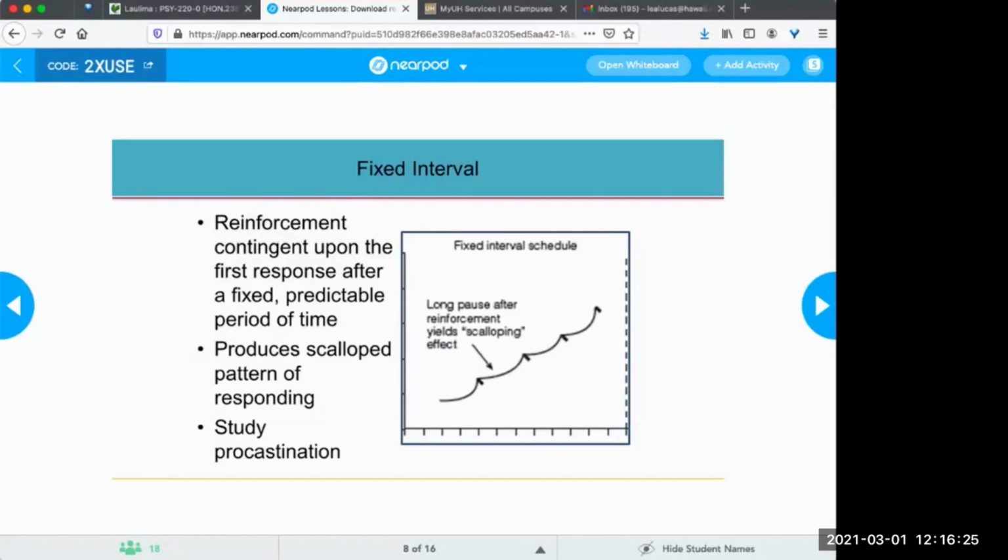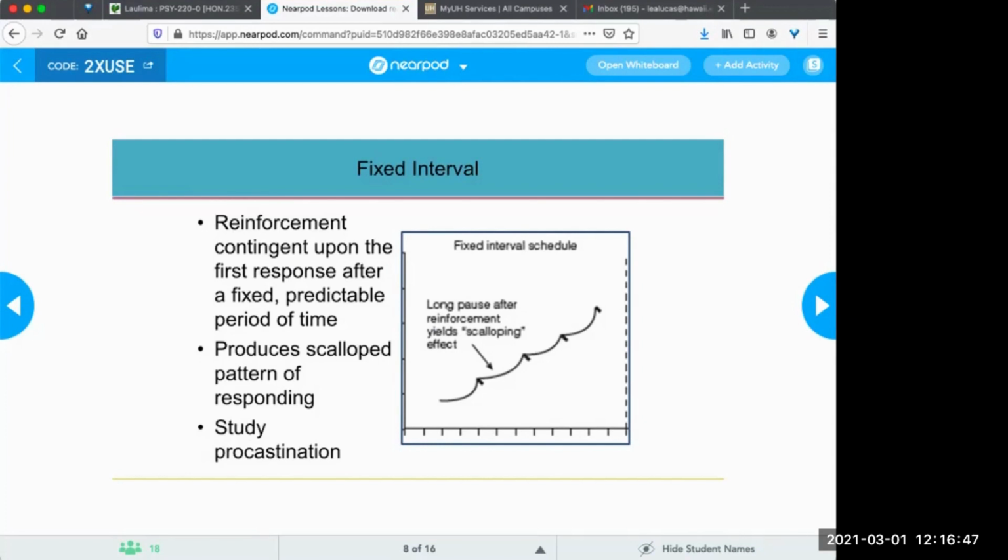So a fixed interval schedule, when we graph it, has a scalloping effect. The scalloping effect means that closer to the time that, say, for instance, you're going to get paid, you may work a little bit more diligently, a little bit harder because you know you're getting ready to get paid.